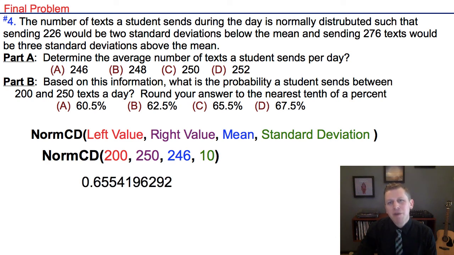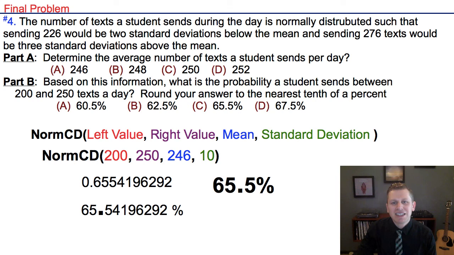Here I want to know the probability to the nearest tenth of a percent, so I'm going to multiply by 100 so that it's a percent. Rounding to the nearest tenth would give me 65.5%. This 4 here would indicate that we would just keep it the same and not need to round up.